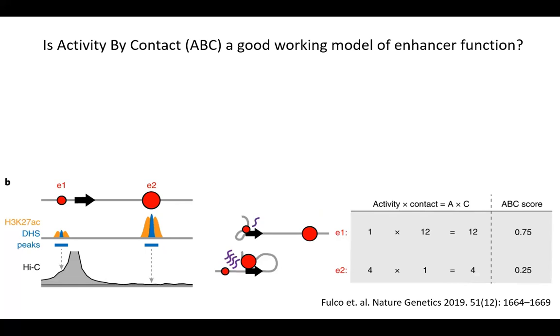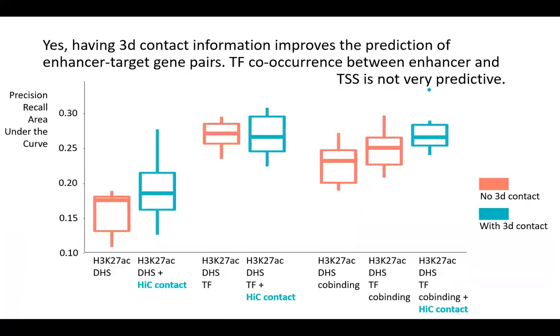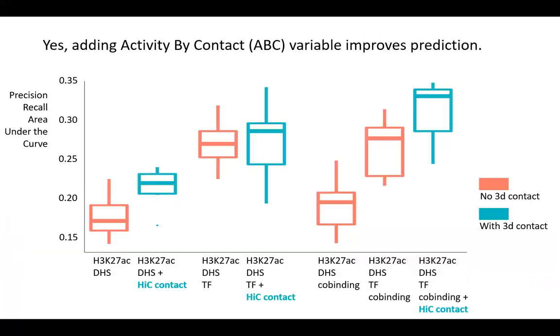So without it, we were looking at a precision recall of around 30. And now it's going up to 35. So overall it increased. And still, Hi-C contact is very relevant. If you have high Hi-C contact, it's always better than not having high Hi-C contact.